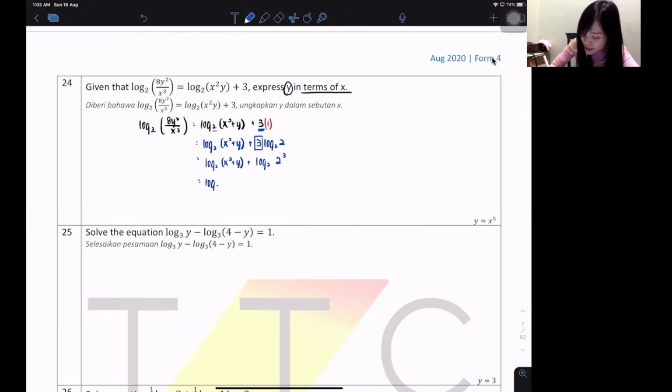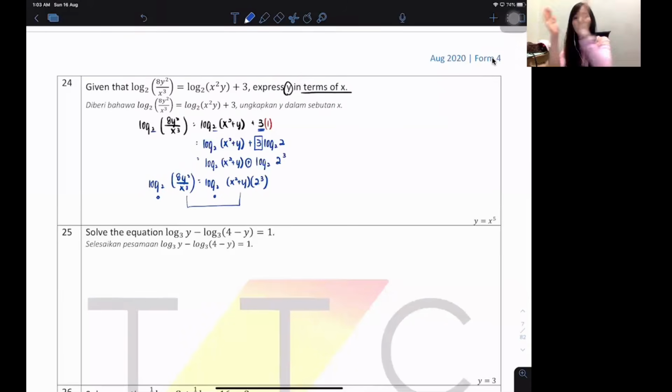So now you have it. Plus combined together is times. Isn't it exactly like this now? At this moment, you can see that you have the same base, left side 1 and right side 1. Isn't it a good time for you to compare again? So, 8y squared over x cubed equals x squared plus y times 2 power 3. 2 power 3 is what? 2 cubed is 8. Press calculator, like we don't know, okay? So we open bracket, 8x squared plus 8y.